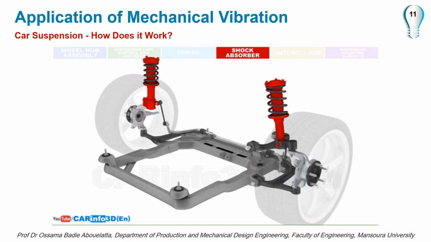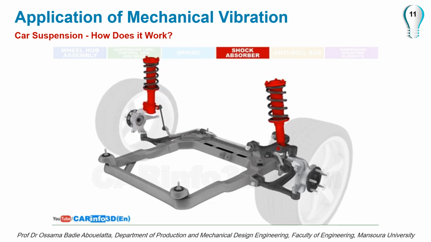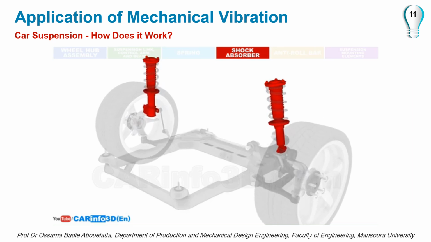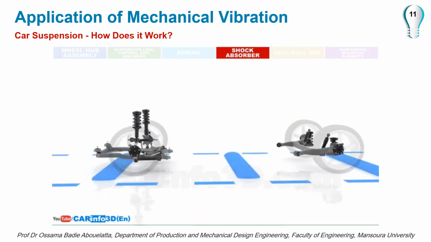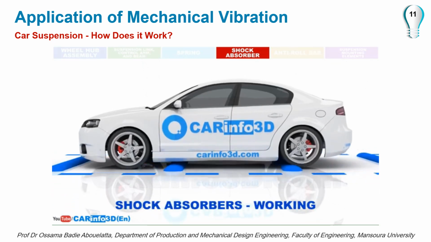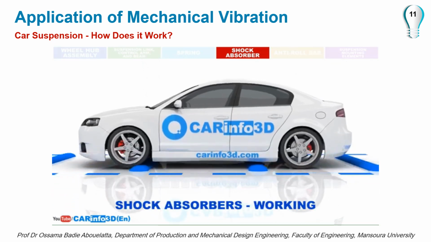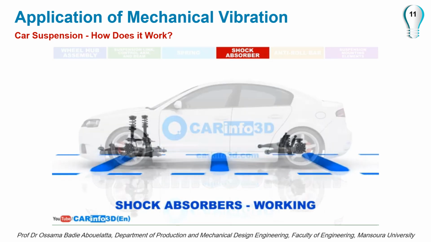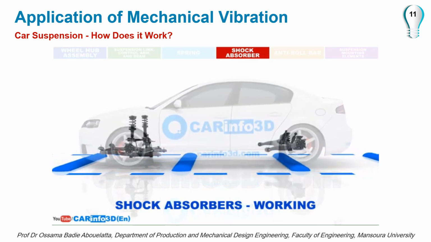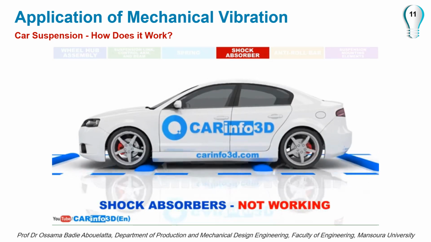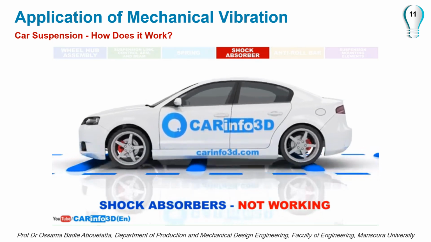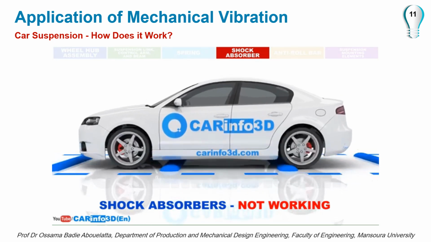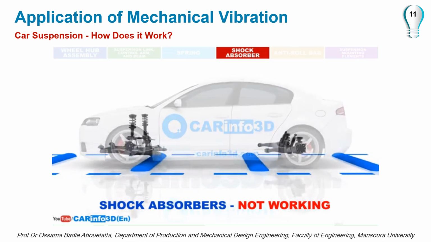Moving on to shock absorbers. Shock absorbers absorb and dampen vibrations and shocks, including spring oscillations that affect the body and the wheels, improving traction and comfort. You can see a suspension system with shock absorbers working to absorb and dampen vibrations. The shock absorbers aren't functioning right now, and you can see that without damping, the body begins to swing and the wheels experience vertical oscillations.